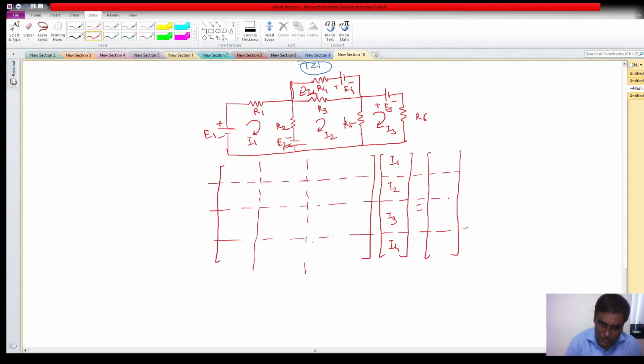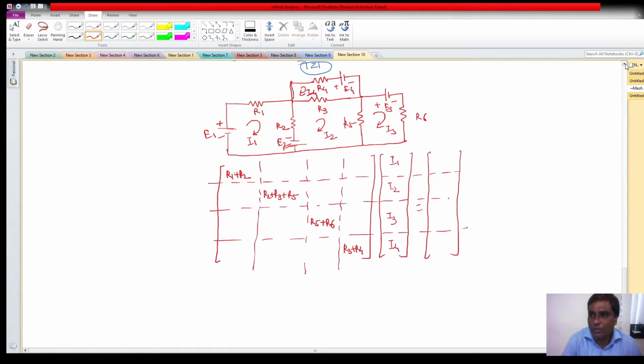Now let us write the diagonal elements. The first diagonal element will be the sum of all the resistances present in loop 1, so it will be R1 plus R2. In mesh 2, R2 plus R3 and R4. The second is the sum of resistances present in mesh 2. In the third, it will be R5 plus R6, not R4. In mesh 4, R3 and R4 resistances are present, so it will be R3 plus R4.